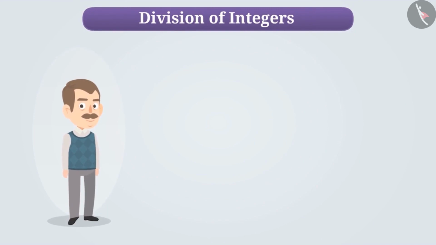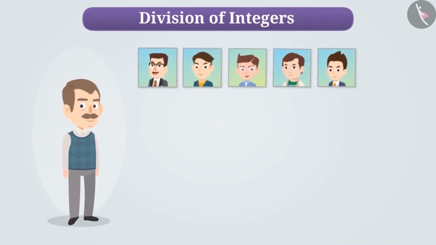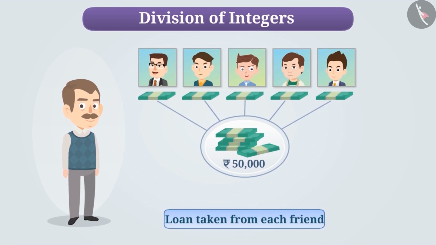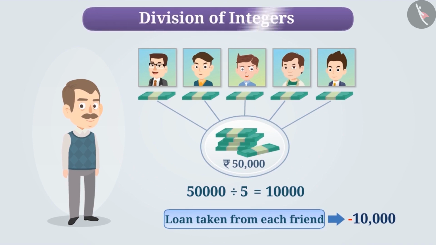A farmer named Rajesh took a loan of rupees 50,000 from his 5 friends for his daughter's wedding. If he has borrowed the same amount from each of his friends, then the loan taken from each friend can be found by dividing 50,000 rupees by 5. On solving this, we get to know that the loan taken from each friend is 10,000 rupees, which we represent as minus 10,000. In today's video, let us learn the division of integers in a fun way.